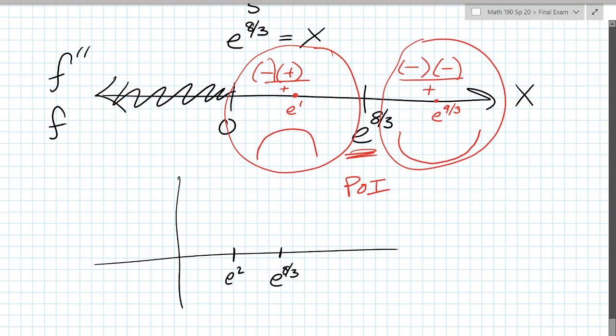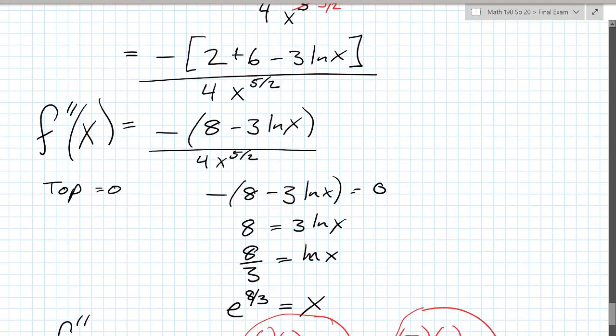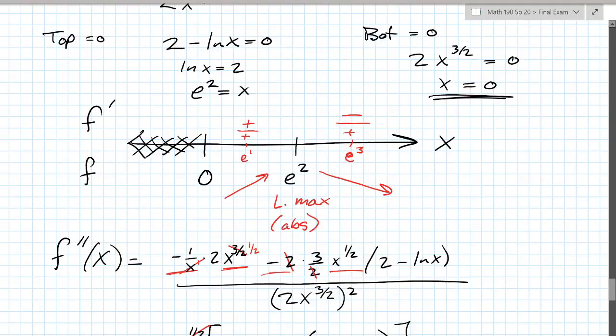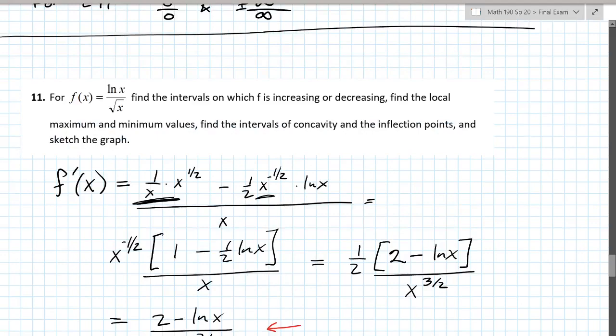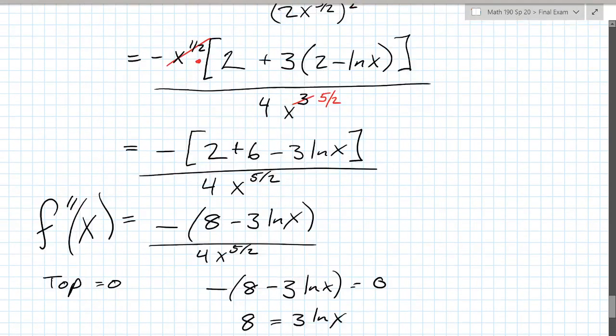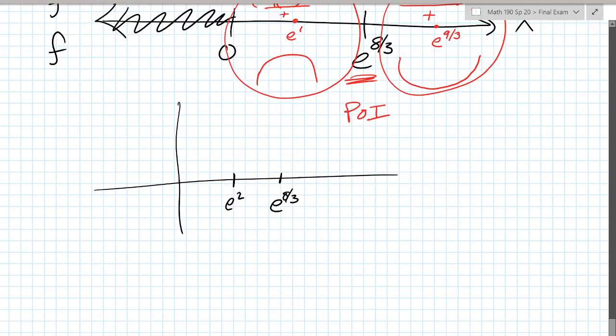I didn't bother getting y values in this problem just because I don't care. You would probably want to type these things into your calculator to get some y values. I am going to get one y value. I'm going to get the x-intercept. Notice when x equals 1, we have an x-intercept because the ln of 1 is 0. So here we have e squared is 2 point something squared, so that's bigger than 1. So here's 1.